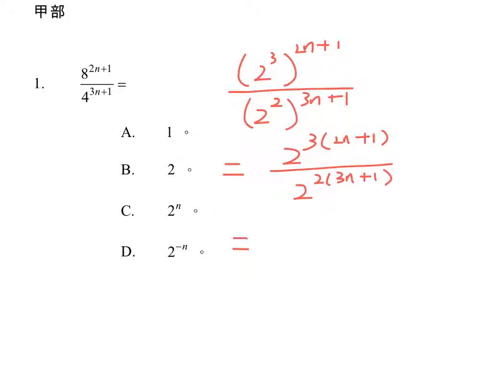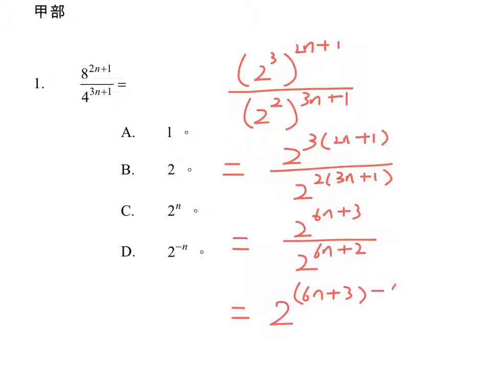So that's what we can get. For the numerator, 6n plus 3, and the denominator also 6n plus 2. Now, we can see that both the numerator and denominator are having the same base, so we try to keep the base the same and subtract the power.